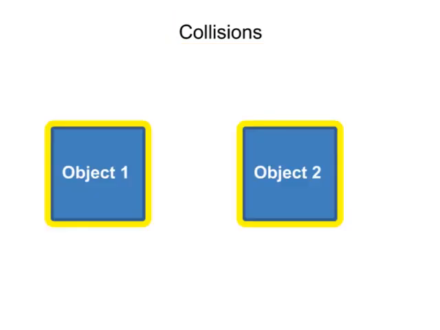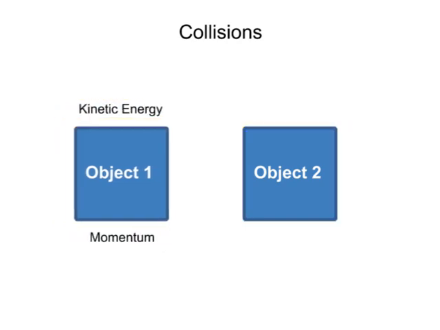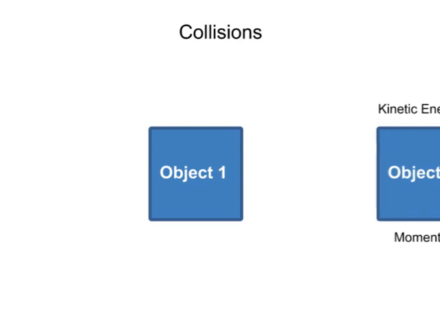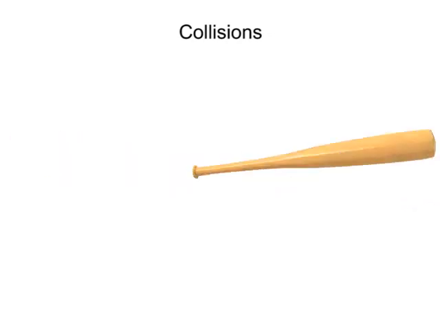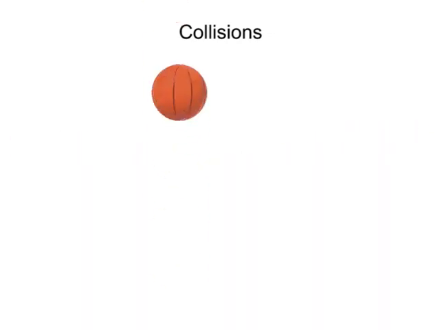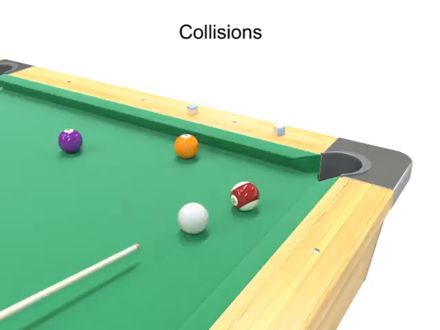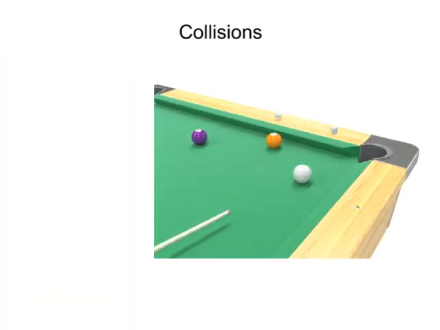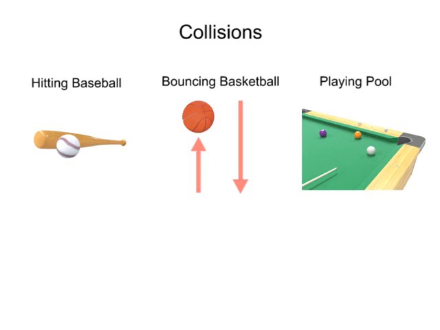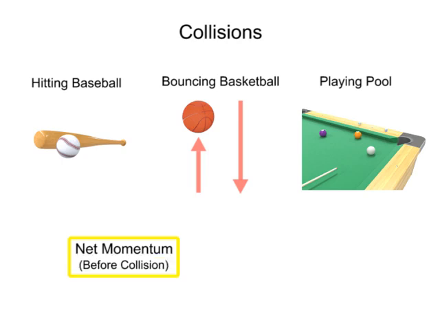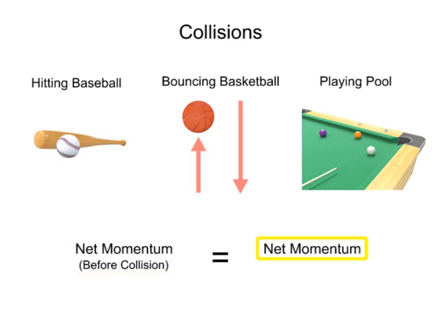Collisions happen when two or more objects come into contact with each other and a transfer of momentum and kinetic energy occurs. Collisions occur every time you hit a baseball, bounce a basketball, or play pool. When objects collide in the absence of external forces, they form a system in which the net momentum of both objects before the collision equals the net momentum of both objects after the collision.